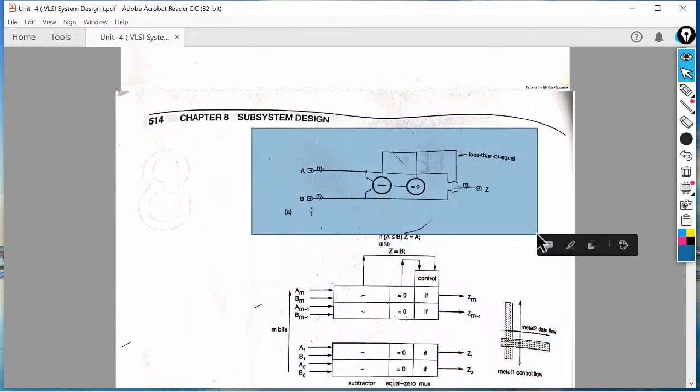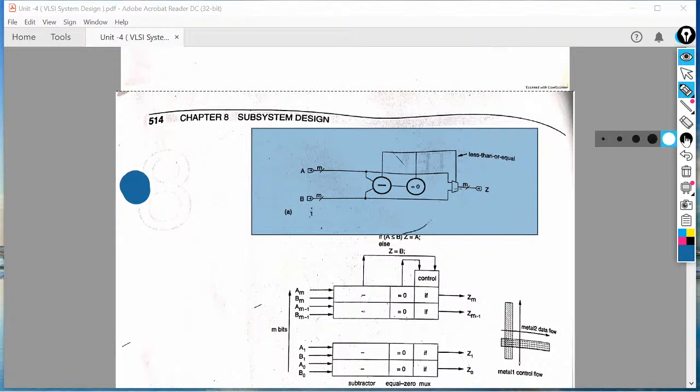This block diagram, or this circuitry, is a magnitude comparator. We all discussed what the meaning of magnitude comparator is. Suppose I am taking 2 bits.